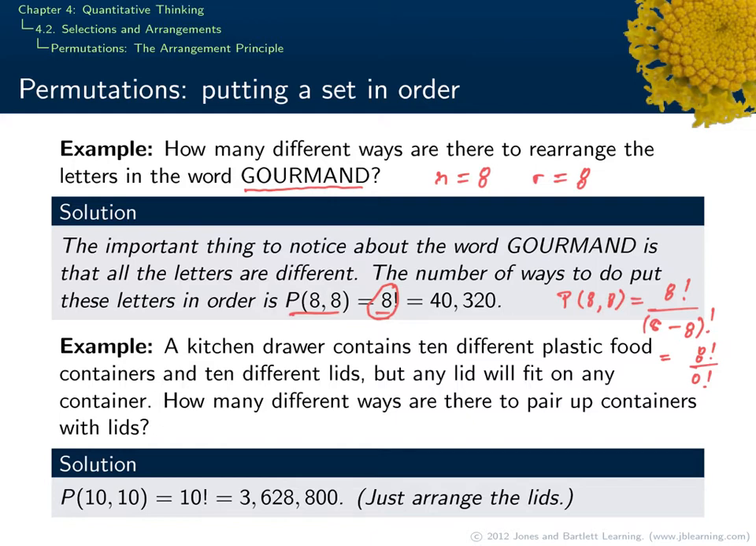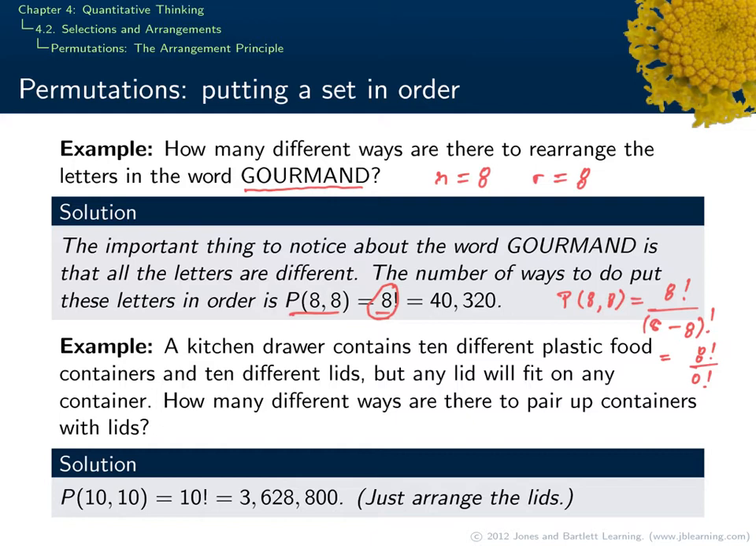Okay, now another example. We have a kitchen drawer, and it's got 10 different plastic food containers and 10 different lids. But any lid will fit on any container. How many different ways are there to pair up containers with lids? What you do is imagine you put the 10 containers down on the kitchen counter, and then it's just a matter of arranging the lids.